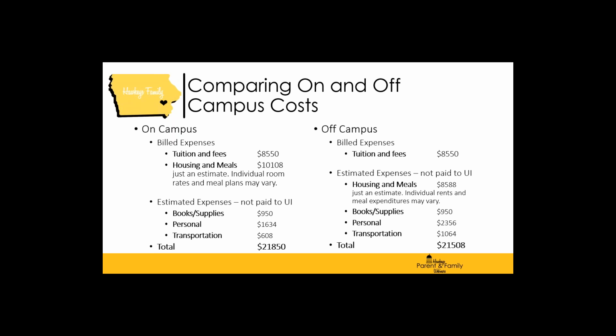So we actually think that housing and meals may cost a student less to live off campus. But again, that will vary based on the apartment that student chooses and their own spending habits in terms of meals. We think their personal expenses may be higher than they would be on campus though, because they're going to have things like cable and internet that they're paying for that they wouldn't have otherwise paid for. So it's just important to go through that with your student when you're developing the student's budget and looking at the amount of loans to borrow.